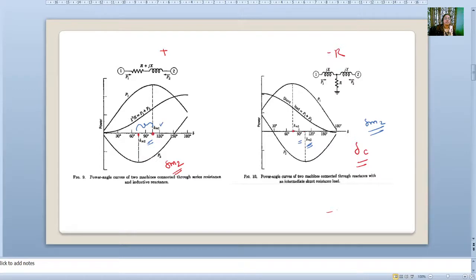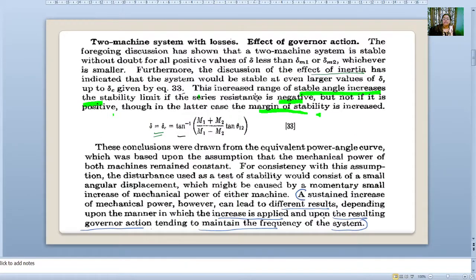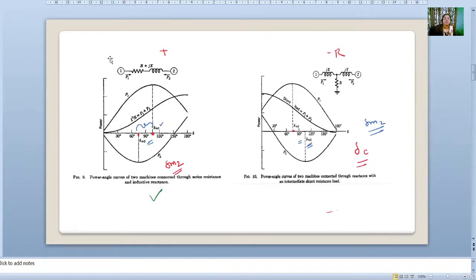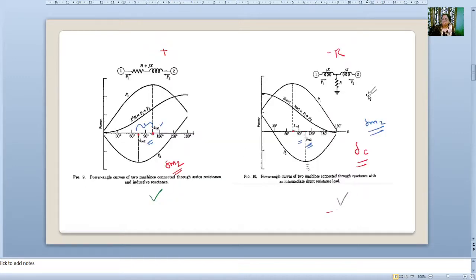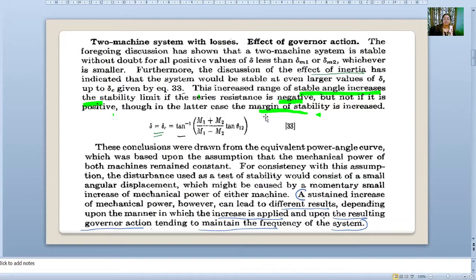Here margin of stability is more, while here the range of stable angle increases, because del m2 is greater than del m1. So that's why generally we prefer negative resistance, that is, we prefer a shunt connected load. Now this we have seen for the effect of inertia.